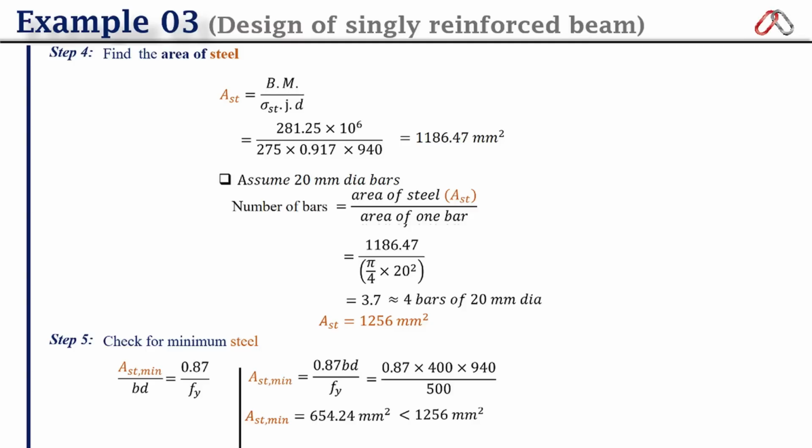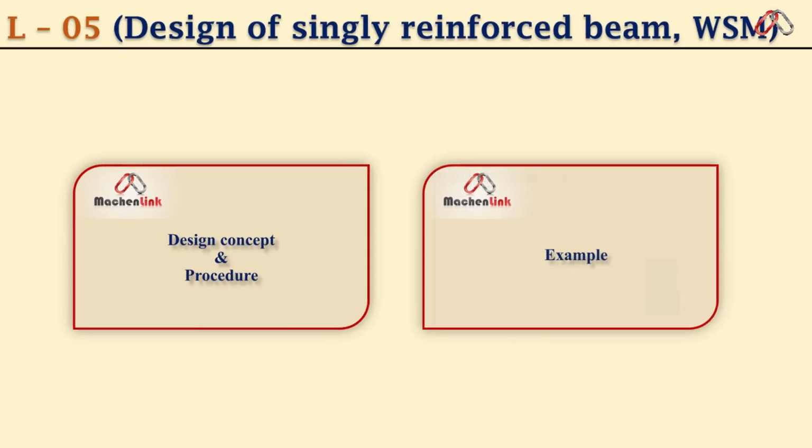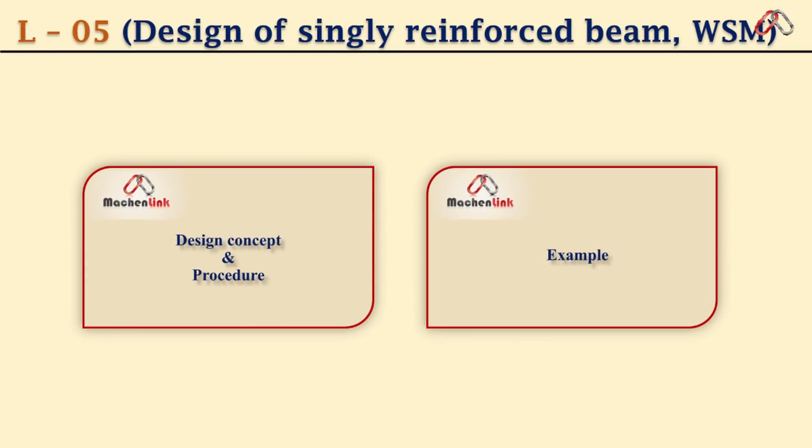by IS code. So here we have designed the beam section with B 400 already given. So here we will use 4 bars of 20 mm diameter with effective cover of 35 mm and effective depth 940 mm, and the overall depth of the beam section will be 975 mm. So here we have finished the first lecture.